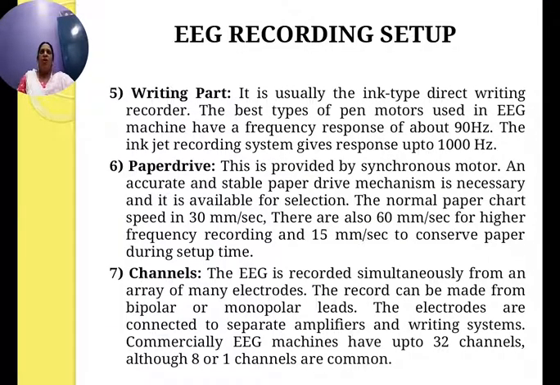Then your next part is your writing part. The writing part is usually the inkjet type direct writing recorder. The best type of pen motors used in EEG machines have a frequency response of about 90 hertz. The inkjet recording system gives responses of up to 1000 hertz.